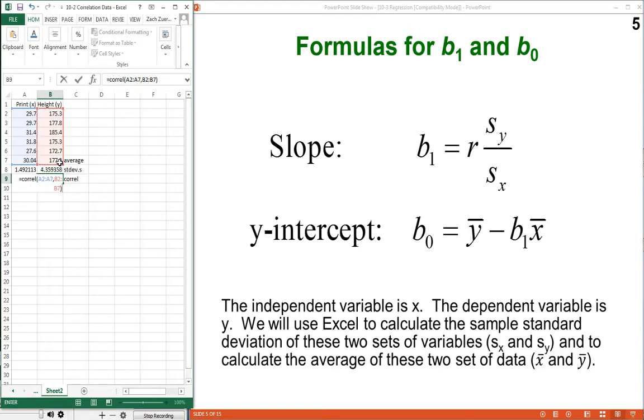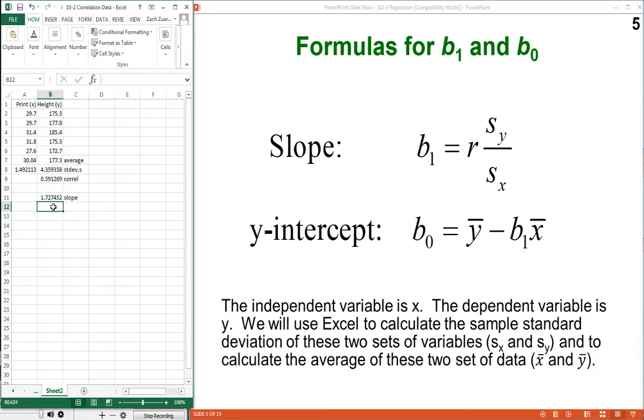close parentheses, bam. All right, so the equation for slope is equal to correlation coefficient times standard deviation of the y variable divided by standard deviation of the x variable. Hit enter. Boom. There you go. There's our slope. 1.73 is probably what we're going to round that to.